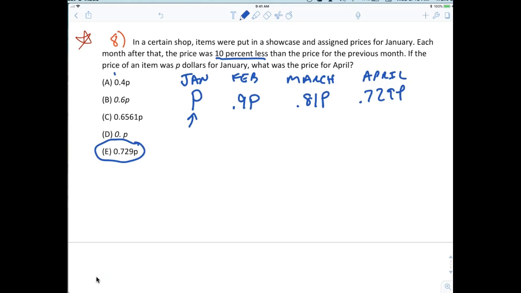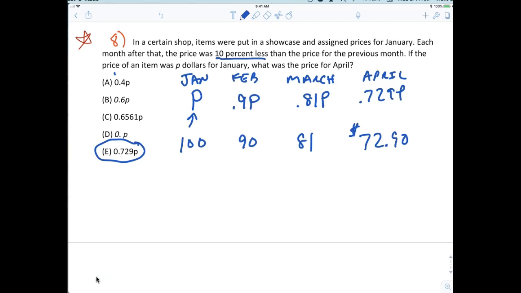10% was equal all the way through. Let me show you an example. So let's say I'd said $100. Then if I took 10% off, it would be $90. If I take 10% off of that, that would be $81. And if I take 10% off of that, it would be $72.90.